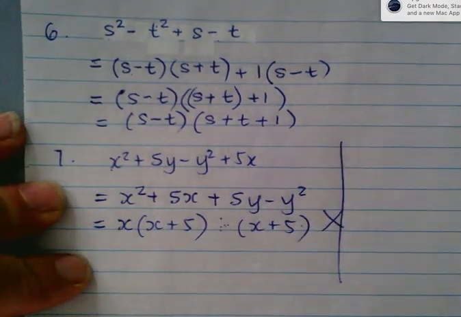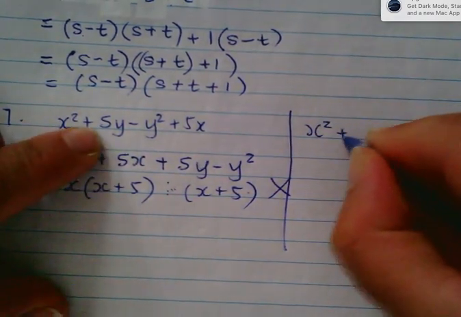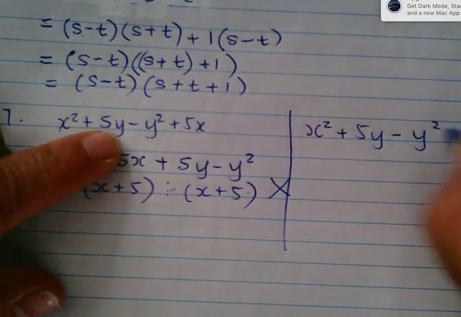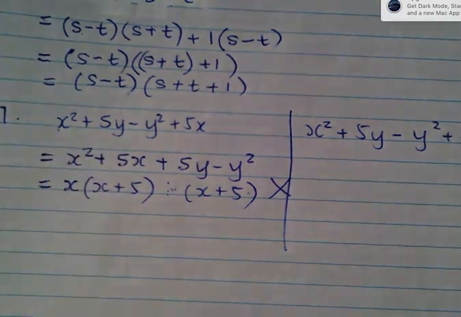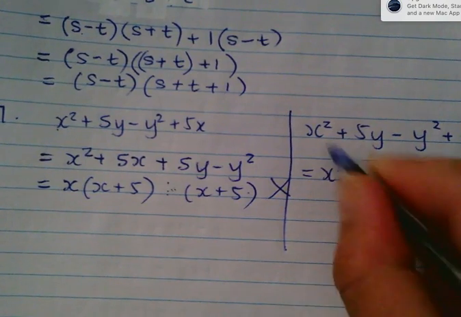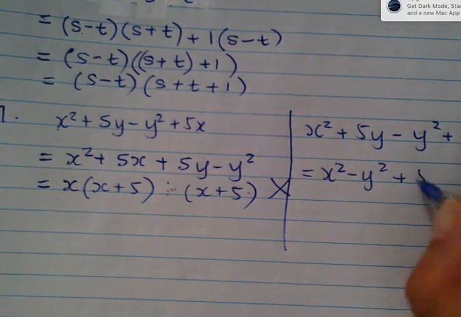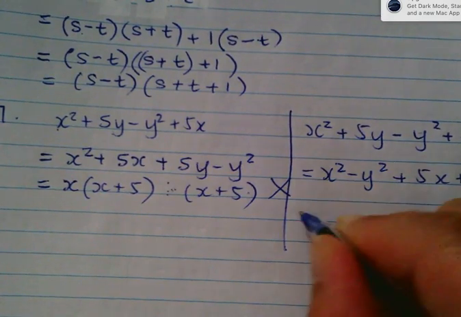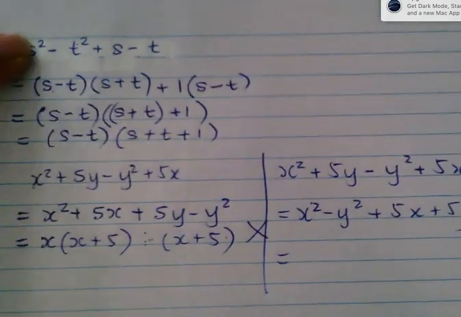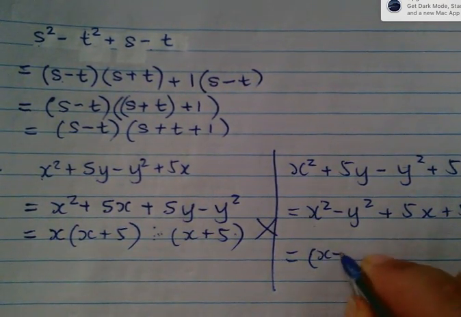I have to try a different order. So I'll start again, and we'll look at this question again. x squared plus 5y minus y squared plus 5x. So there's a few other ways I could do it. I could put x squared minus y squared together, and then go plus 5x plus 5y, and do what I did in this example up here, which is difference of 2 squares. So you have to look out for difference of 2 squares as well.